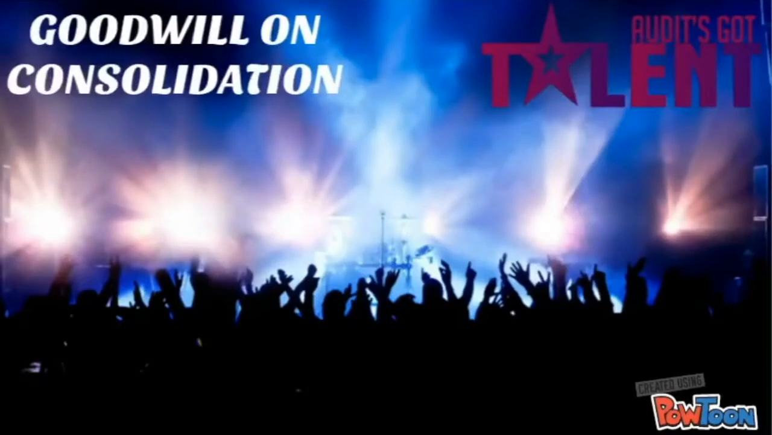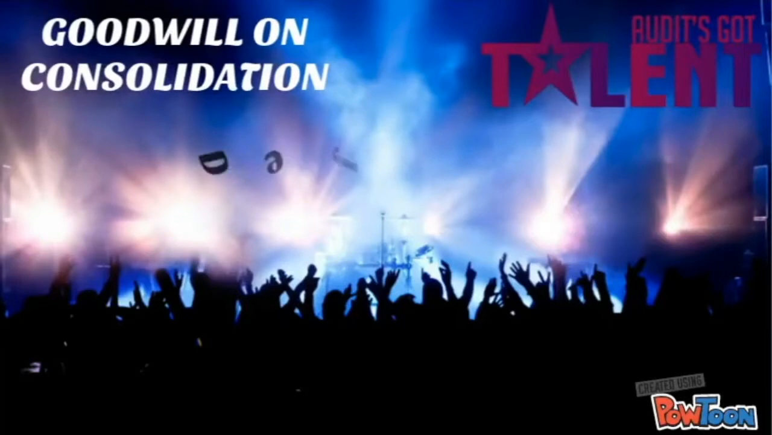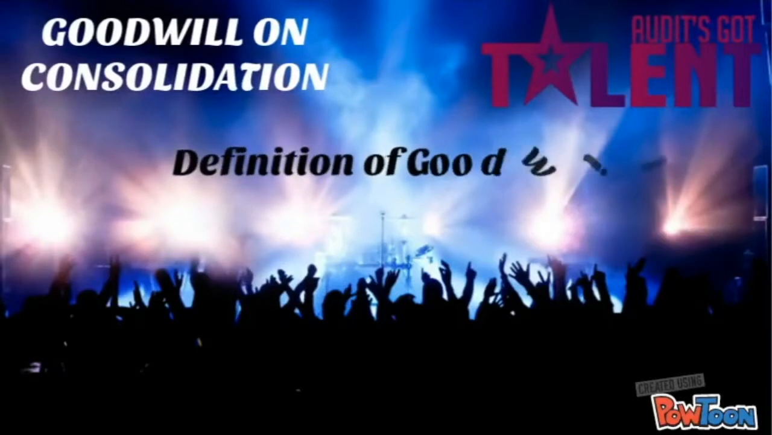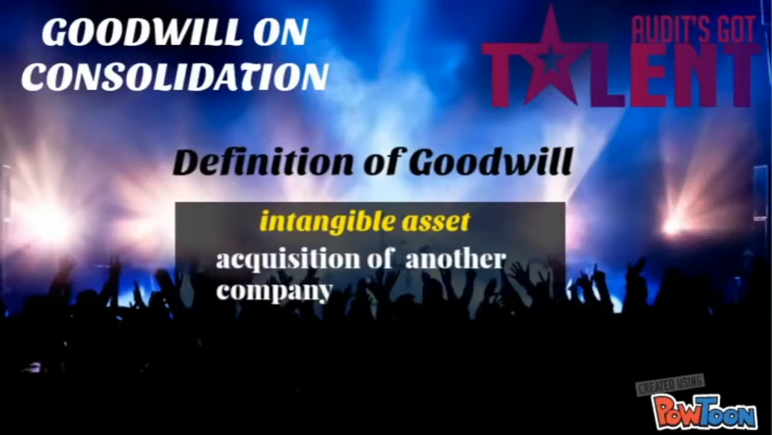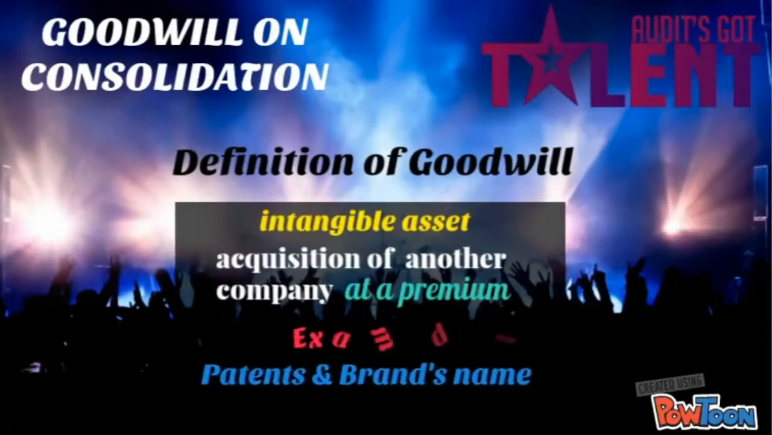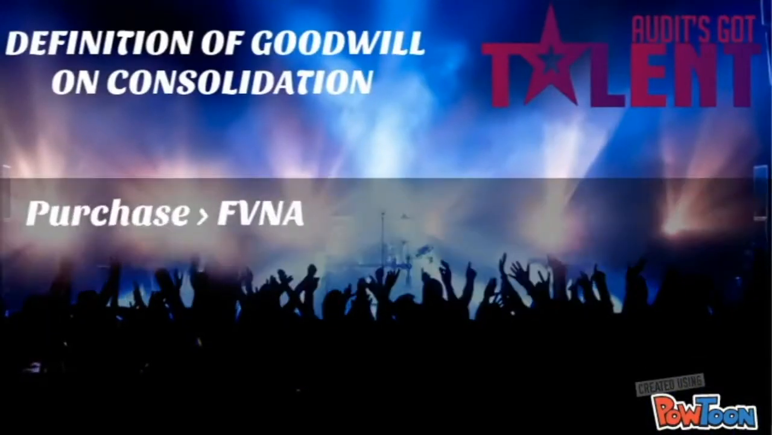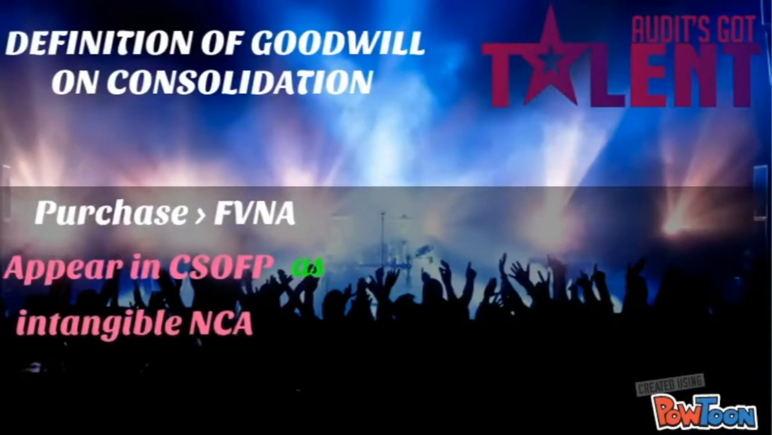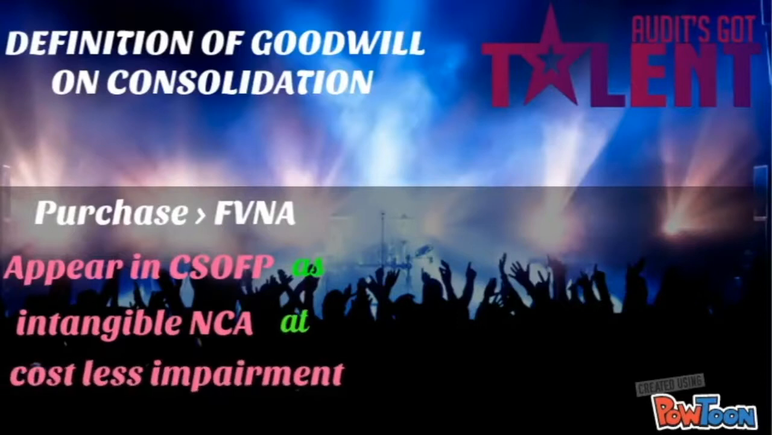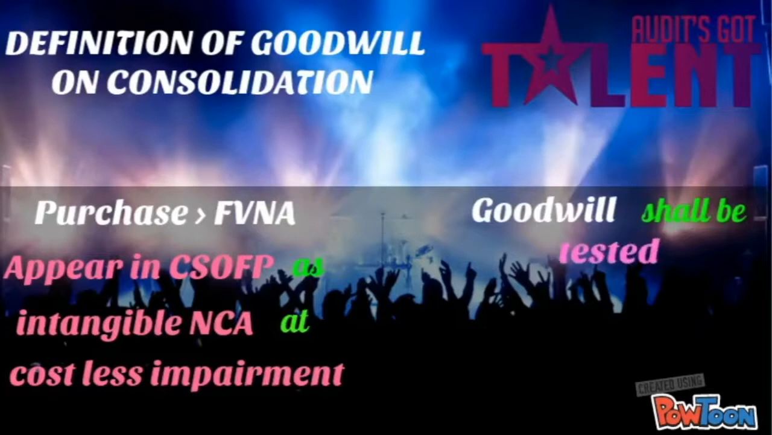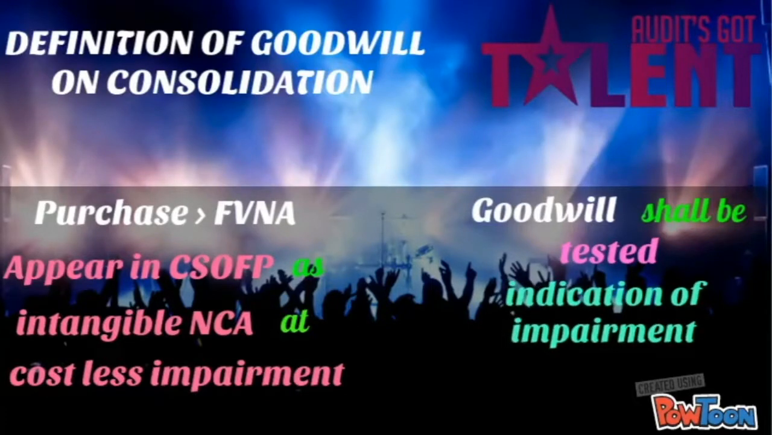Let's proceed with another topic, goodwill on consolidation. Goodwill can be defined as an intangible asset that exists from the acquisition of another company at a premium. For example, patents and brand names. Goodwill in consolidation arises when the purchase is more than the fair value of net assets. It will appear in the consolidated statement of financial position as an intangible, non-current asset, at cost less impairment.